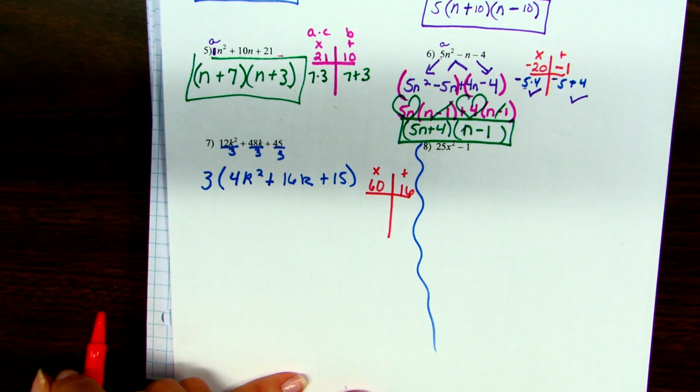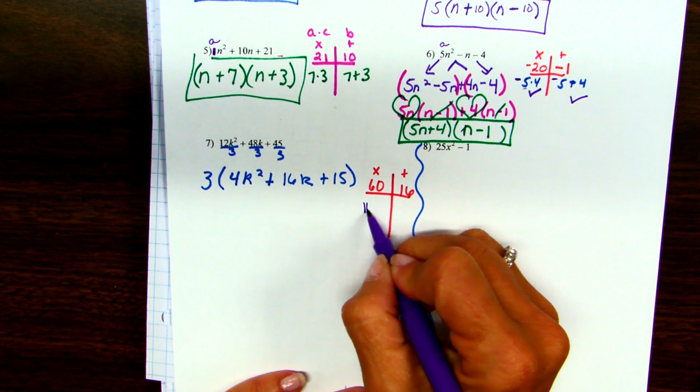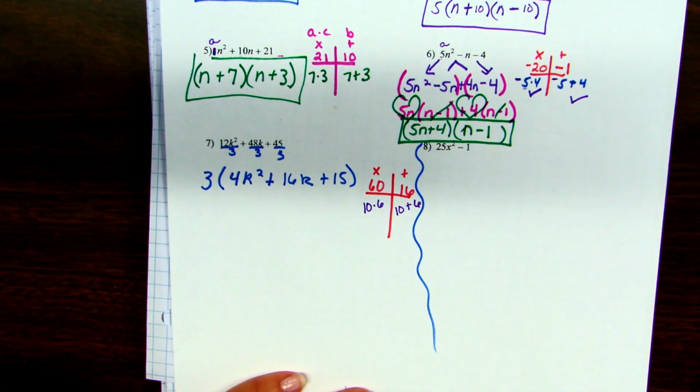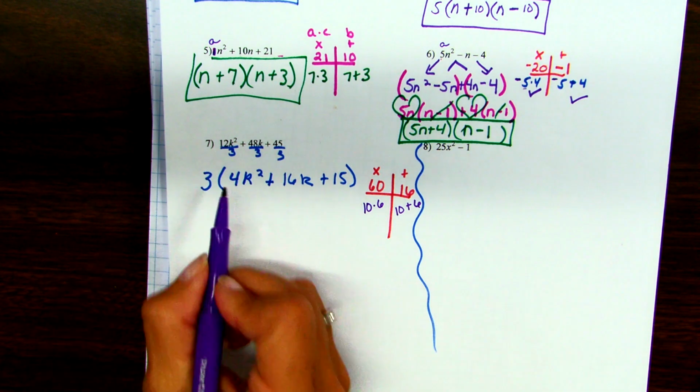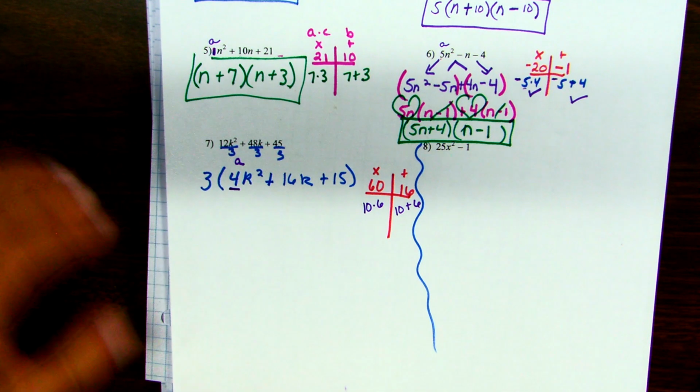So I need to find the two numbers that multiply to get 60, add to get 16. That would be 10 times 6, 10 plus 6. Again, we love it when everything's positive. We don't have to mess with negatives. And we cannot go right to our answer. Our answer is not k plus 10, k plus 6, because our a value is not 1. We only get to do that when the a value is 1.